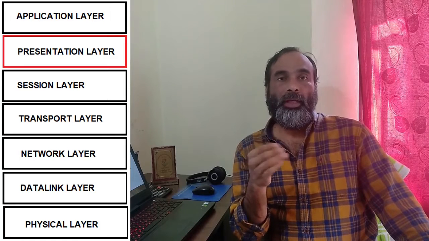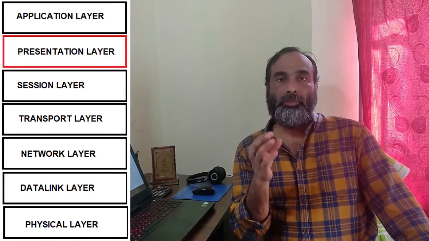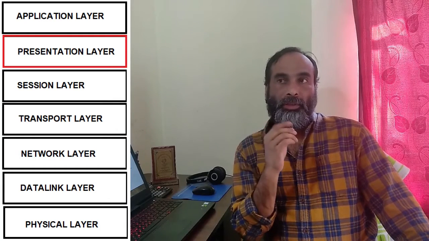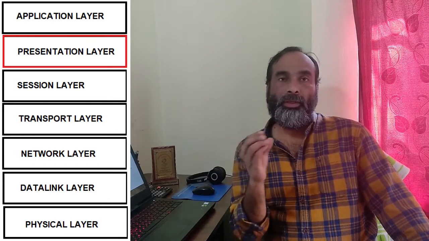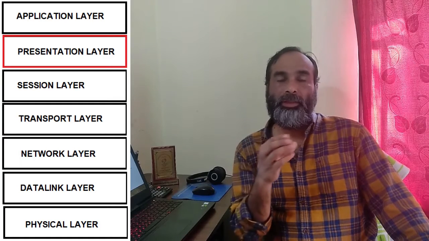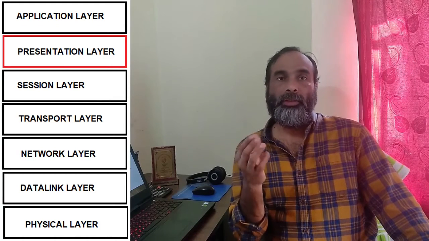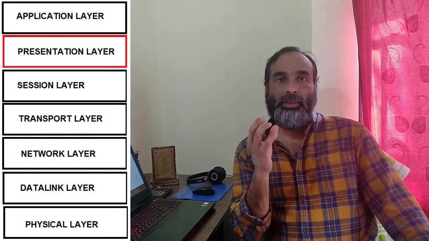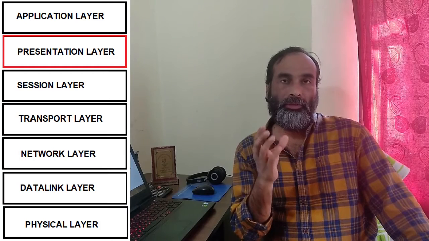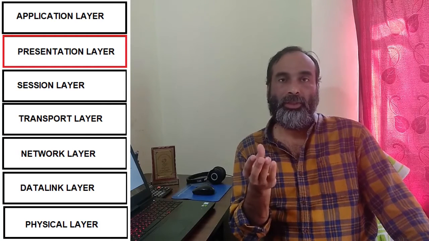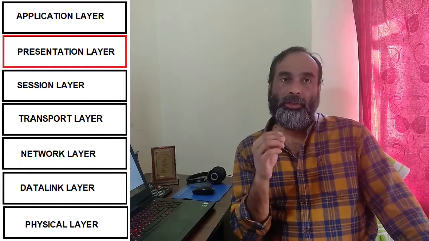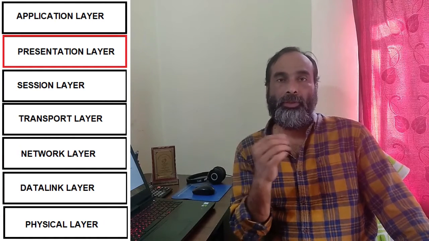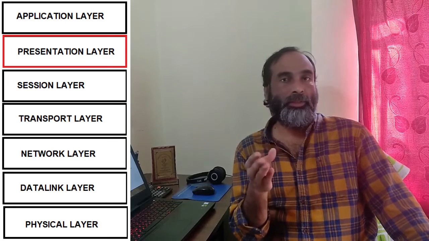Then we have another responsibility of the presentation layer, which is encryption. So encryption is when you send data through the internet, you don't want this data to be lost or somebody to access that data. So for that, what we do is that we encrypt that data so that no one can understand it, and after the receiver accepts that data, it decrypts it so that the receiver can understand the message.